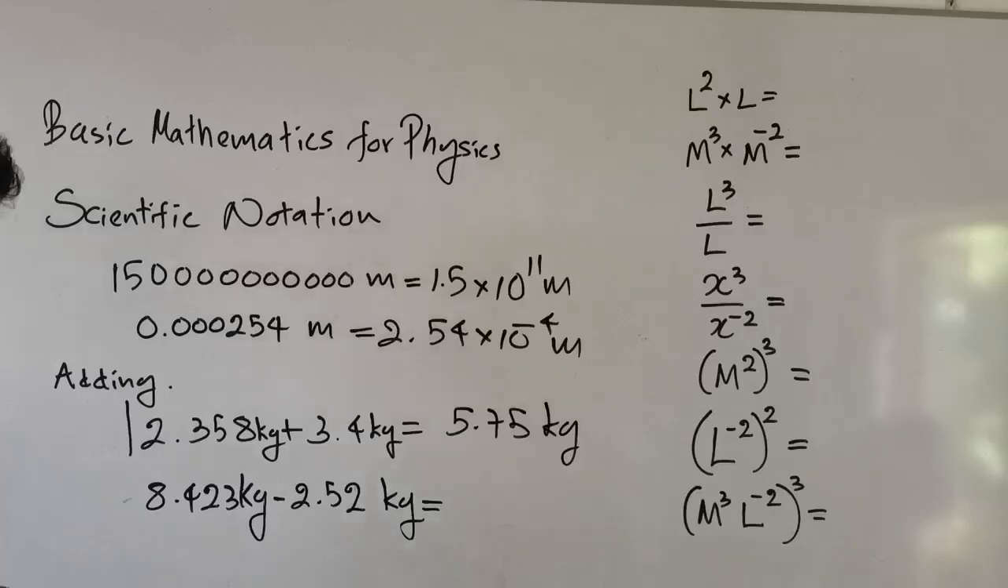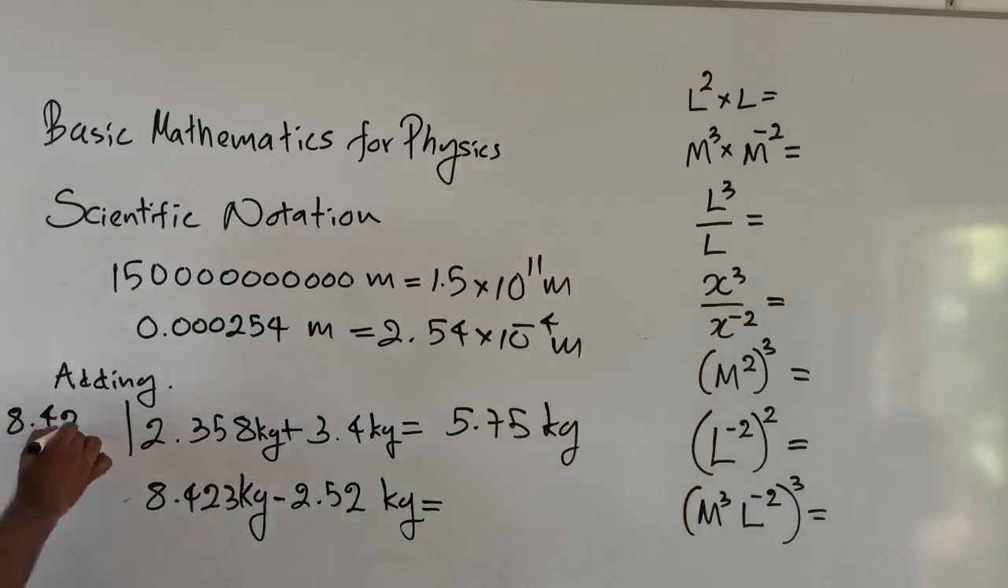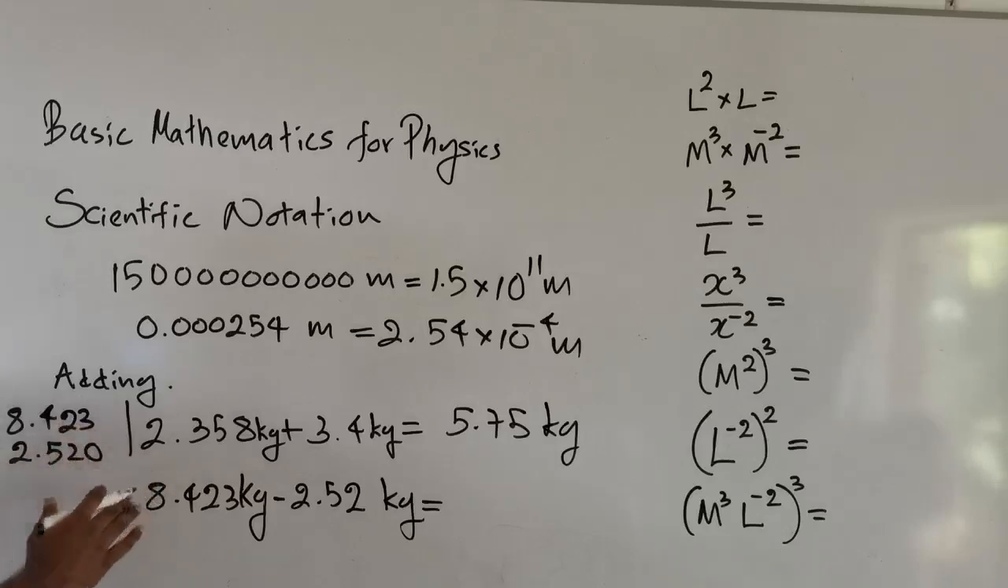There we have subtraction. 8.423 minus 2.52. So we can write 0 here. If numbers are not given at the end of the number, we can write 0. So you know that. Then we need to subtract here, right? Here that is 3, 0. We can take 1 from here.